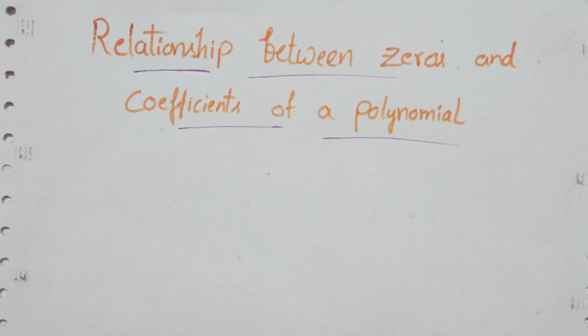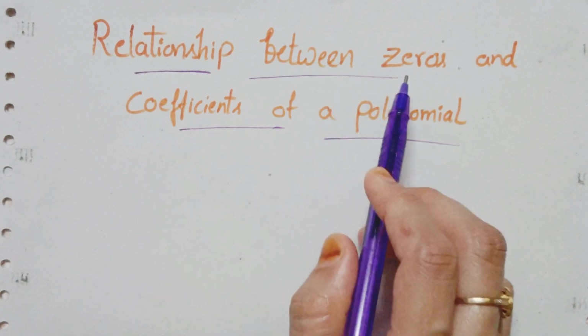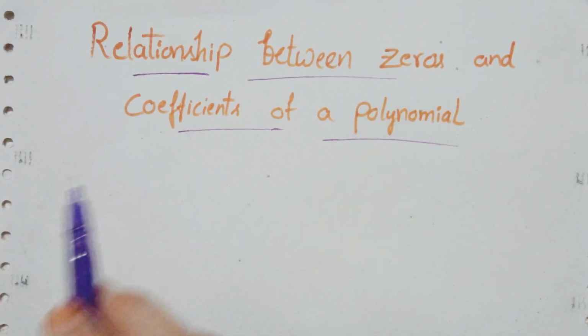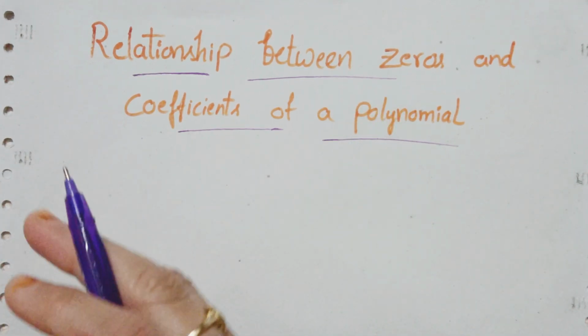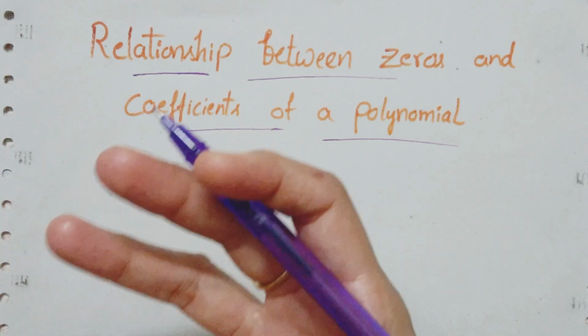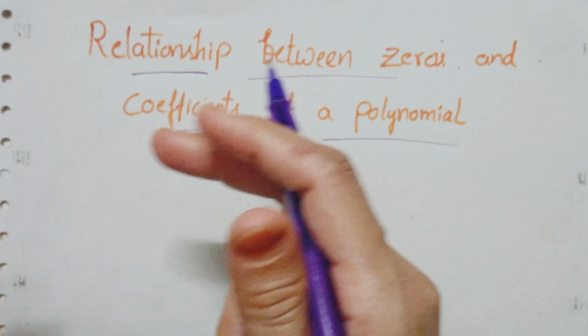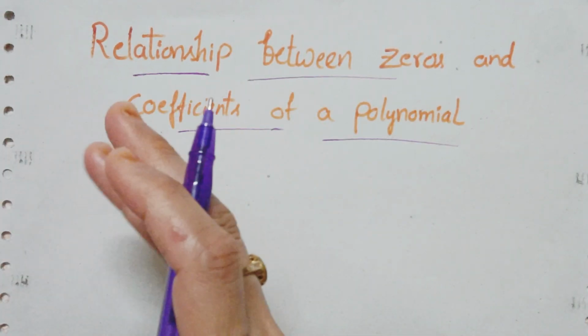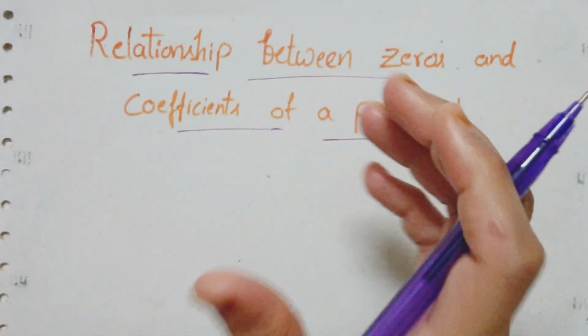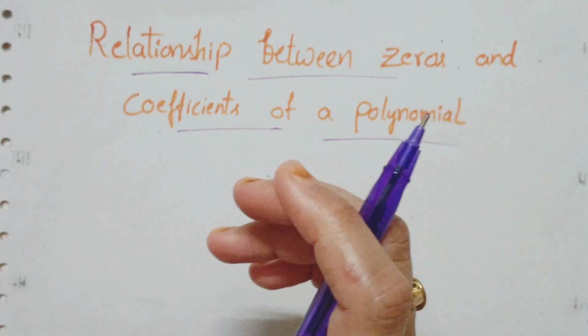So what do you mean by zeros of a polynomial? Zeros of a polynomial is nothing but the value of x for which the polynomial becomes zero. That value is said to be the zero of the polynomial. Have you got this point?